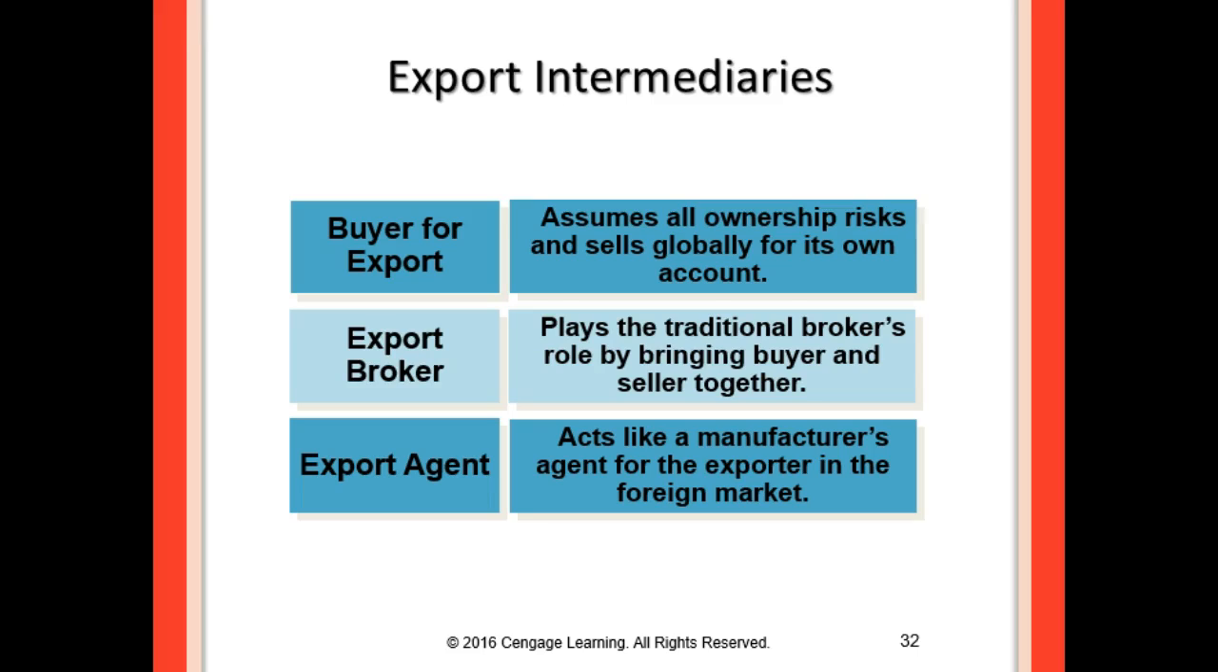Intermediaries, and see at the top where it says export intermediaries. Intermediaries are middlemen. Okay, these are people who will go between 2 different entities. So there are 3 options here: buyer for export, an export broker, and an export agent. You want to know these 3 terms, and you want to be able to differentiate what each one of these 3 different intermediaries do.